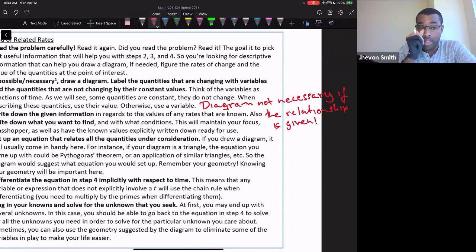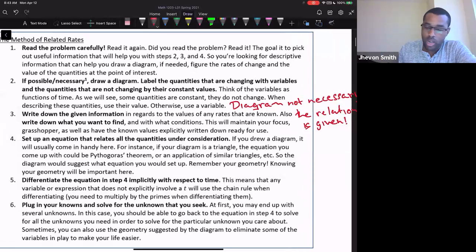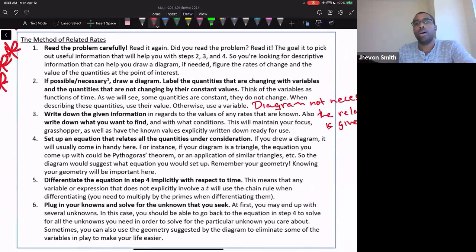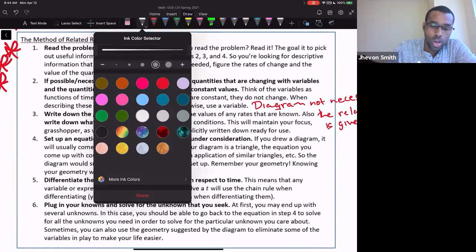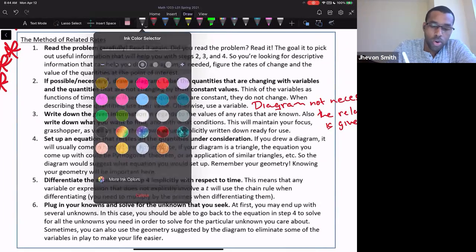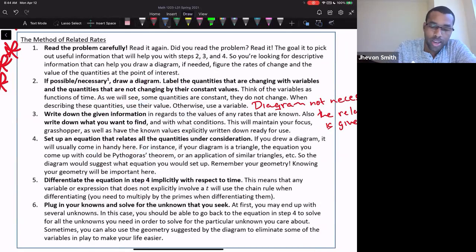Right, so the relationship as in the equation that's going to govern the situation that you're talking about. The diagram is very helpful because it helps you visualize the situation. You know what it is that you're looking for. You know what it is that you want to find.